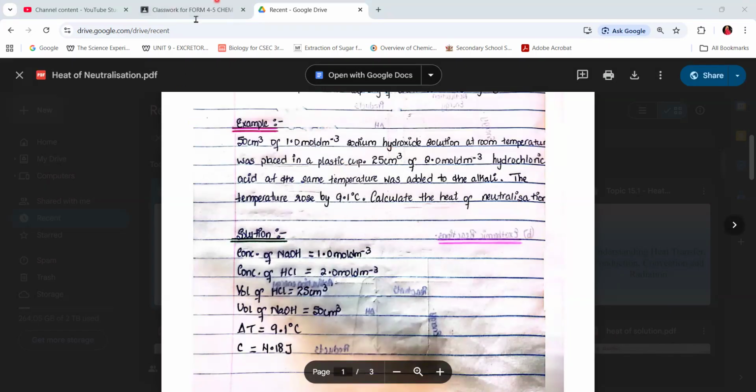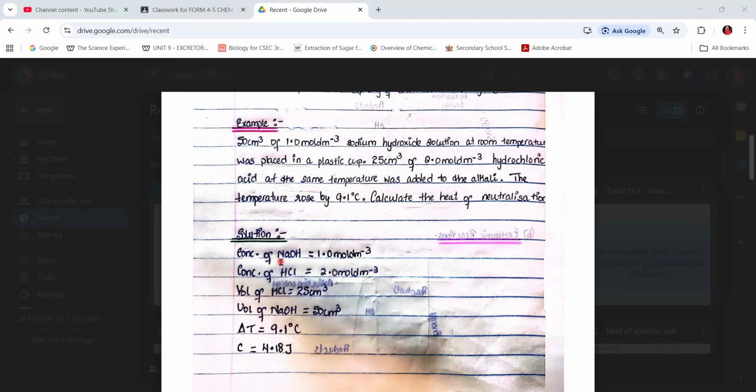My advice to you when you're doing these particular types of questions, please write down everything that they give you in the question. They give me the concentration of the sodium hydroxide, I write it down. They give me the concentration of hydrochloric acid, I write it down. The reason for that is to make calculation easy, right? They give me the volume of the hydrochloric acid, I write it down. Volume used of the sodium hydroxide, I write it down. And the temperature changed by 9.1.